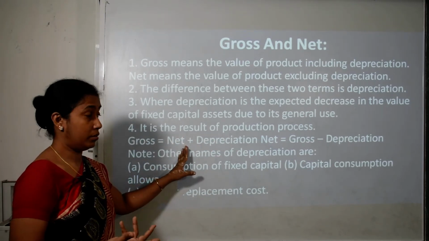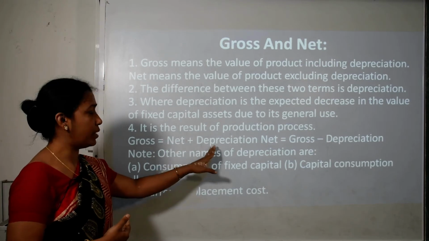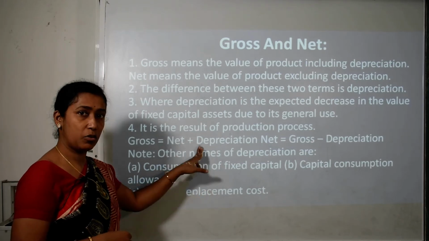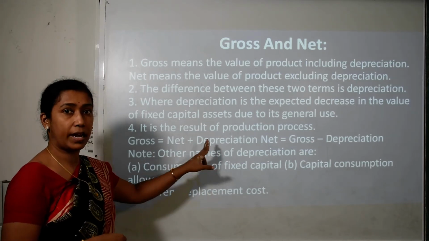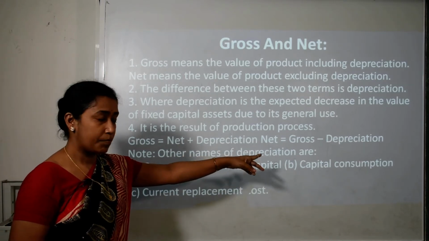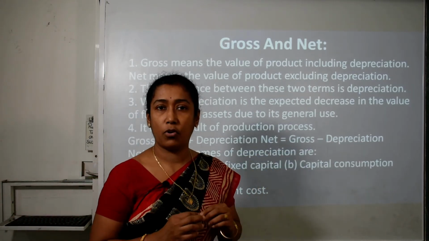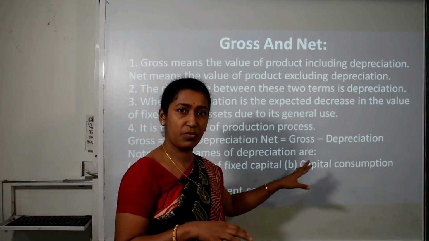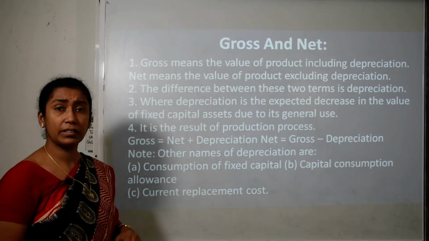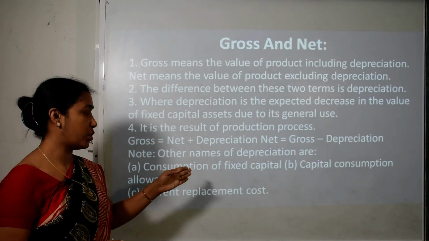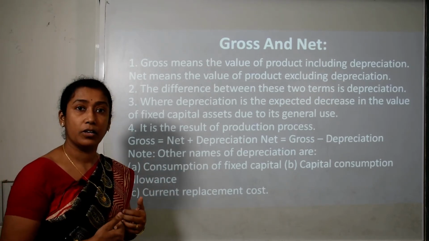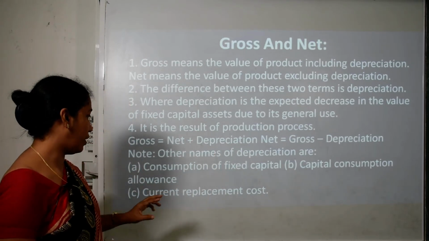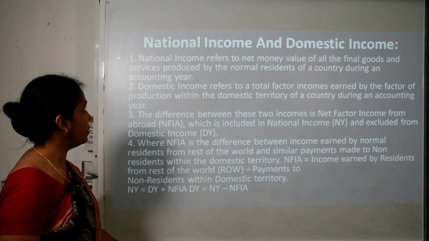The formula for gross is net plus depreciation. That means if you want to calculate the gross value of any goods, it is the net value plus the depreciation charges, because in gross we add depreciation charges, whereas net is gross minus depreciation. That is, for calculating the net value of any goods or commodities, we deduct depreciation from the gross value. There can be other names for depreciation. It can be consumption of fixed capital. That means we are consuming the fixed asset or capital, okay. Then capital consumption allowances or current replacement cost. These can be other names.